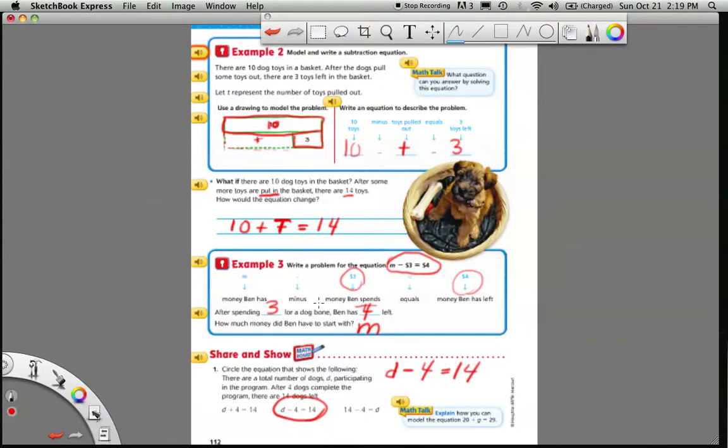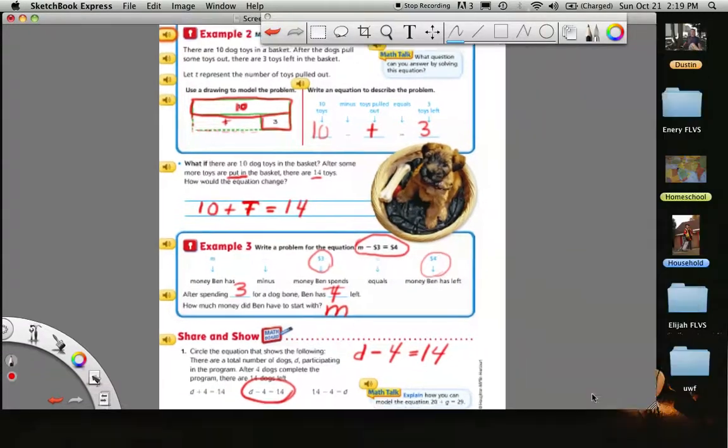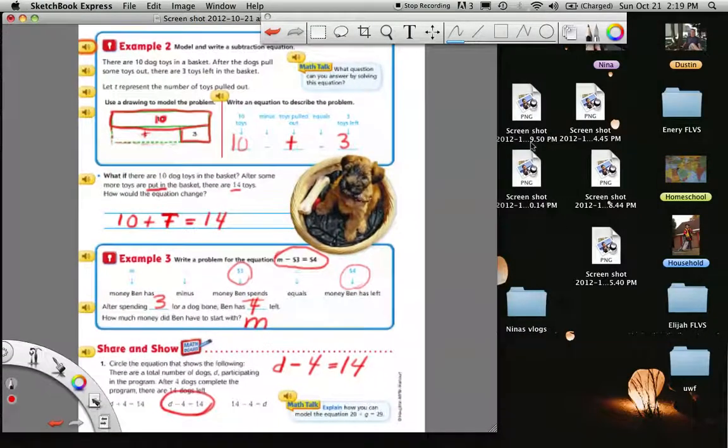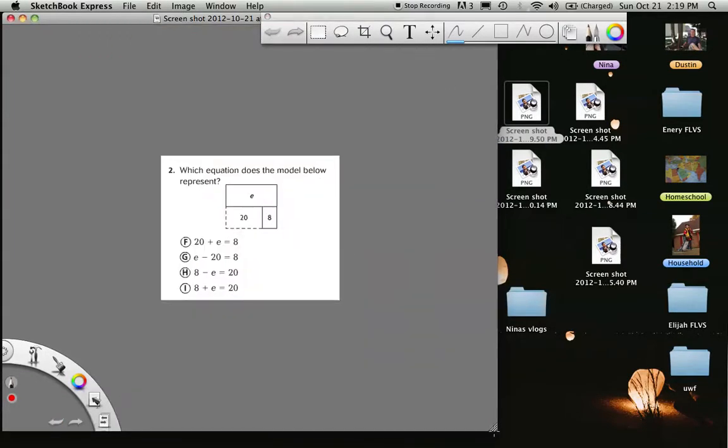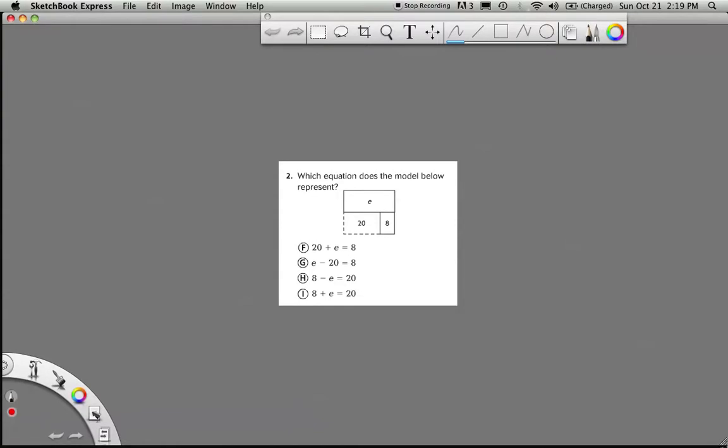All right. Hopefully this helps you a little bit. Let me show you one more problem that is something that you would see probably on a test to help you out with this modeling here. Modeling subtraction equation. So it has an equal sign in it. So this is something that you might see on a test. It might say which of these equations down here matches this model.